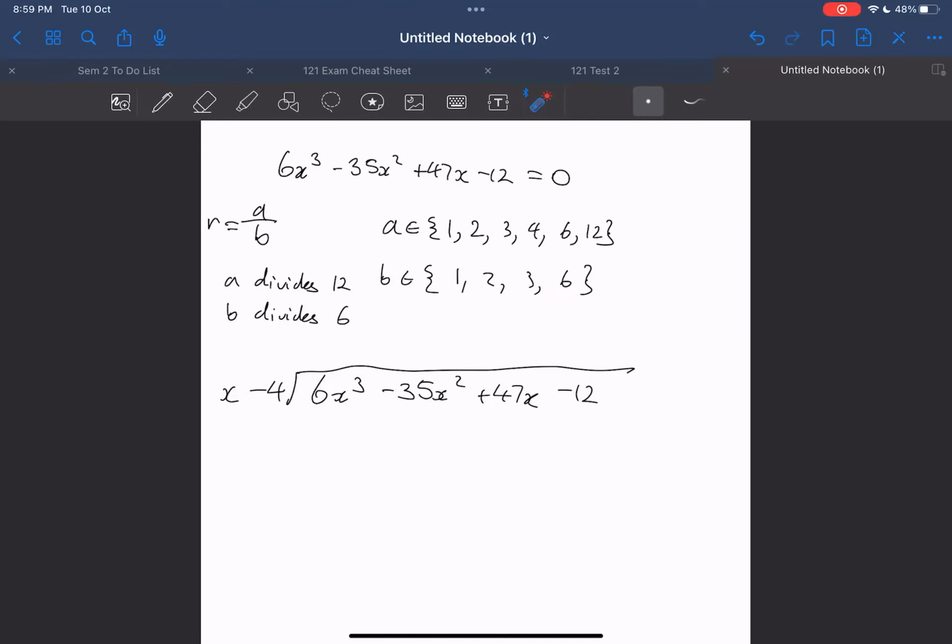Otherwise, it's kind of impossible to actually solve the question. And notice that not all of these are going to give us unique values. For example, if I pick a is equal to 1 and b is equal to 1, I get r is equal to 1. But if I pick a is equal to 2 and b is equal to 2, I still get 1. So picking one from a and one from b won't give us a unique value of r, but every value of r can be made by choosing one from a and one from b.